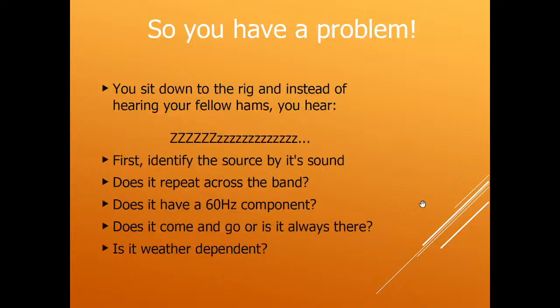So you have a problem. You sit down to the rig, and instead of hearing your fellow hams, you hear zzz or some other kind of awful noise on the radio. So the first thing you want to do is try to identify the source by its sound. If the source has the characteristic 60 hertz buzzing, then there's a pretty good likelihood that it's being caused by some arcing or something in some appliance or in the power lines or outside, on your street, on a power pole. Does it repeat across the band?